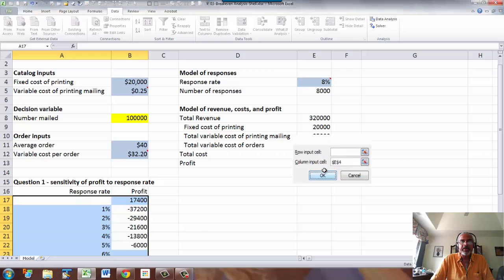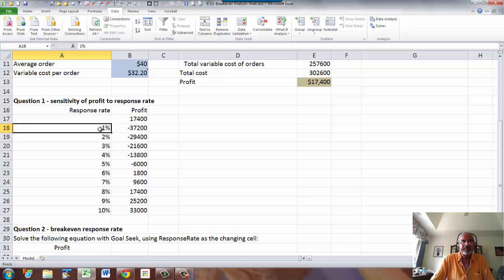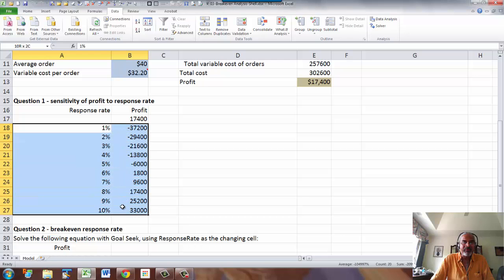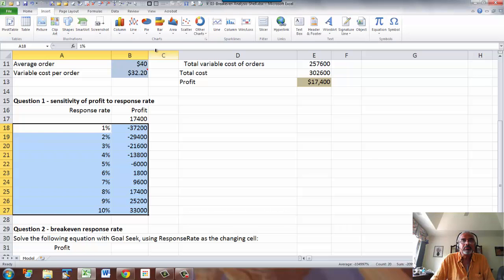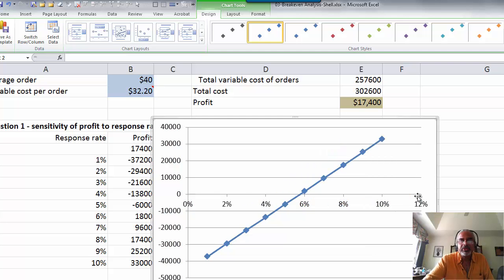Now if you click OK, the different profits are listed for different response rates. We can prepare a graph for different response rates as x-axis and the profit on the y-axis. Now if you set it up in this fashion, then you can highlight the x-axis and the y-axis. We'll use this one, so the points are connected. Since there is only one y-axis value, we don't really need a legend, so we'll get rid of the legend.